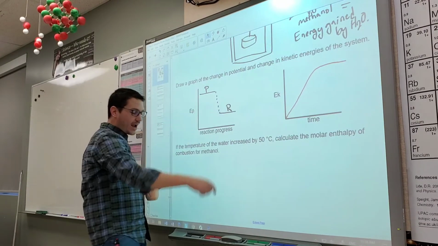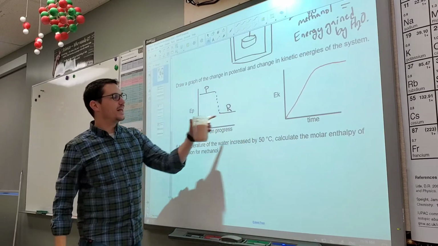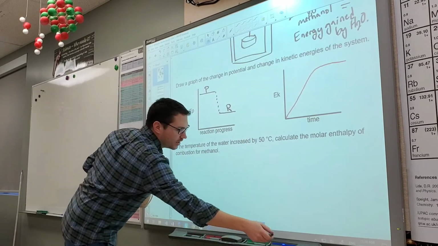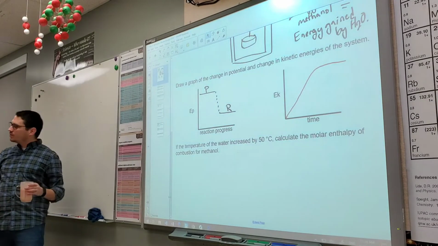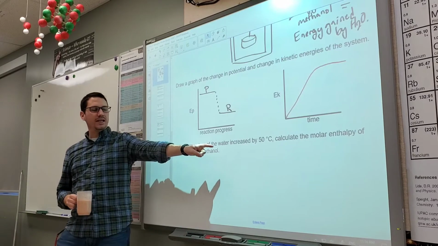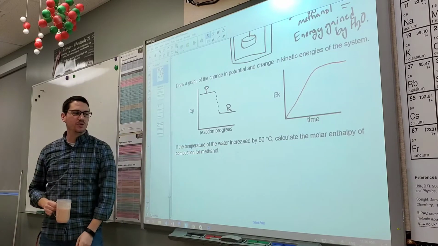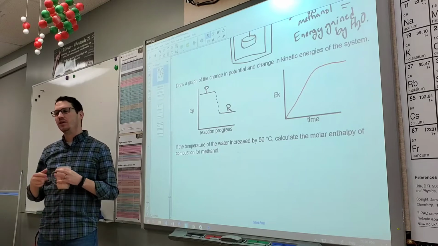So from this graph we can get kinetic energy, and we can relate it back to the potential energy of our system. So what we want to do, without doing much review at all, is figure out, if the temperature of the water increased by 50 degrees Celsius, we want to calculate the molar enthalpy of combustion for methanol.